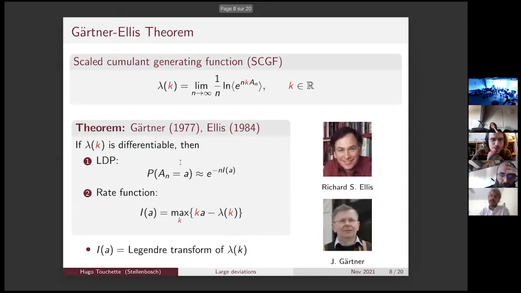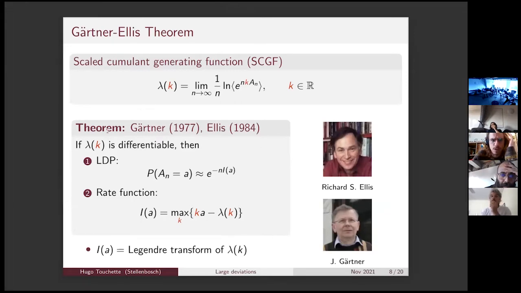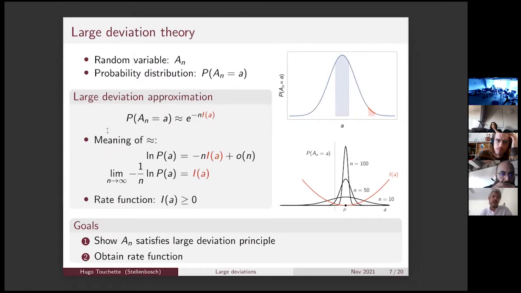Yes, sorry to interrupt. Does this theorem assume that these random variables are independent? No, here I'm not even talking about the nature of A_n. I'm not even defining what A_n is. A_n could be anything. I'm just saying I have a certain random variable. It could be a product of random variables. It could be a sum of random variables. It could be pretty much anything.